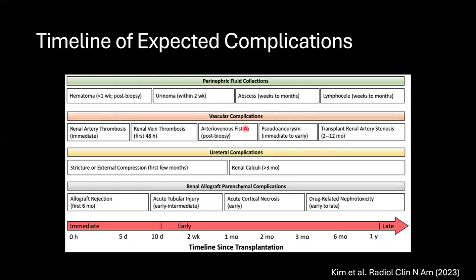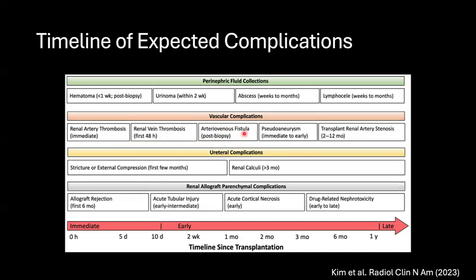The vascular complications are also very important for us to know which day and what time post-op. Renal artery thrombosis, this is probably the worst complication. It occurs immediately, and often we will be called immediately after the operation for this. Renal vein thrombosis can happen commonly within the first 48 hours, but can even stretch farther.